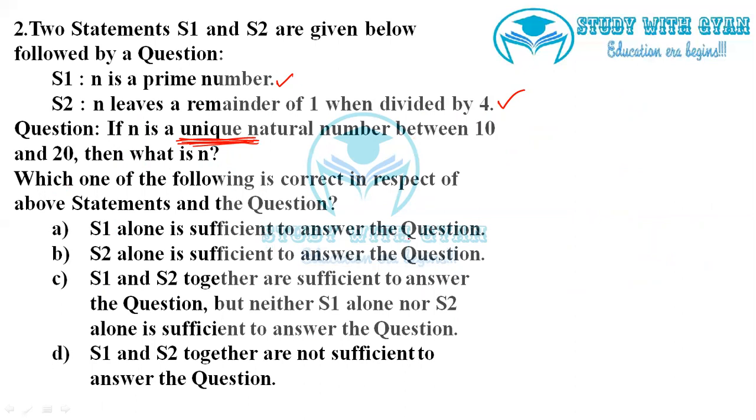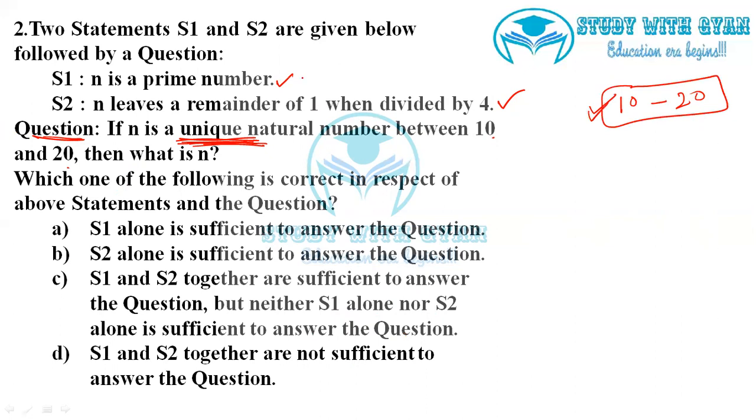S1 alone is sufficient to answer, S2 alone is sufficient to answer, or S1 and S2 together are sufficient to answer the question, but neither S1 alone nor S2 alone is sufficient, or S1 and S2 together are not sufficient to answer the question. So how will you proceed? Basically, in the question part, they are saying n is a unique natural number between 10 and 20. So whatever we discuss here will be between 10 and 20 itself.